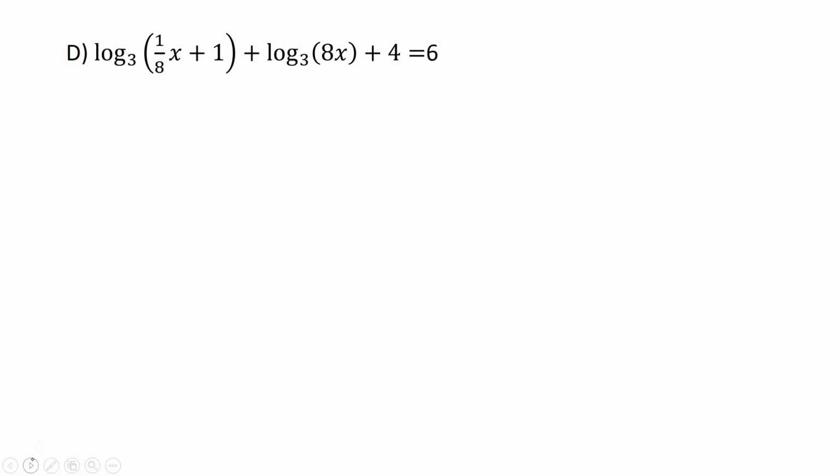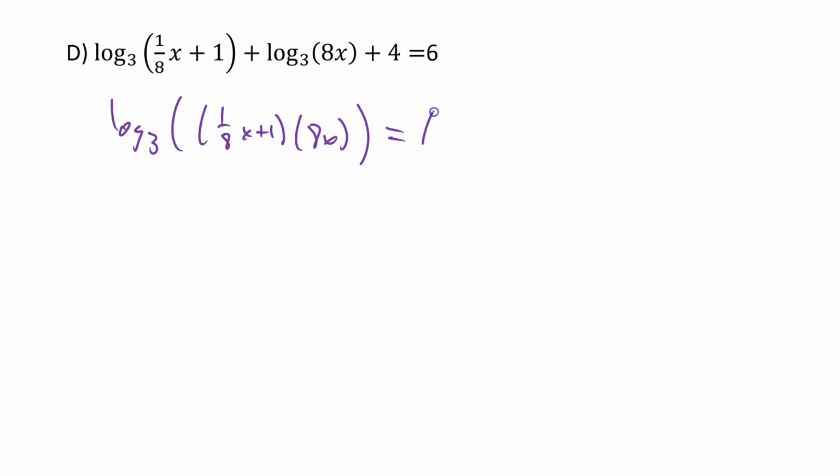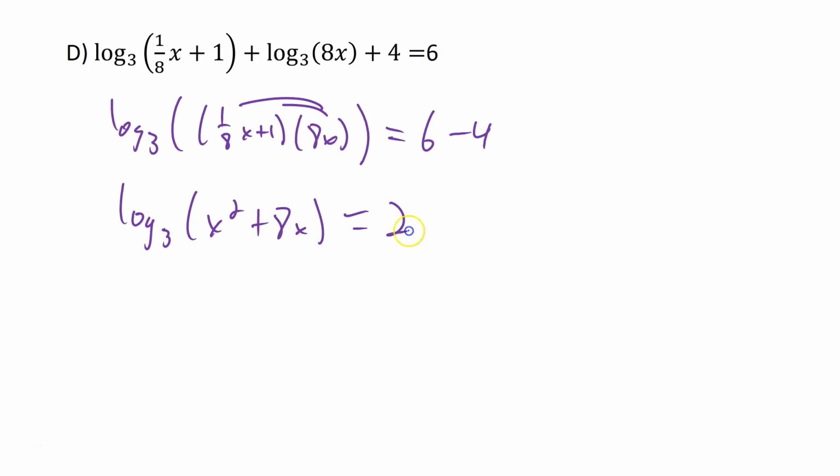All right, next up, looks like we have a log on one side. So we're going to combine these two. So we have log base 3 of 1/8 x plus 1 times 8x. Plus 4, that's not a log. So I'm going to move it to the other side, equal to 6 minus 4, which is 2. So I have log base 3. If we distribute this in here, looks like 1/8 times 8x is just x squared. And then we would have plus 8x, and that is equal to 2.